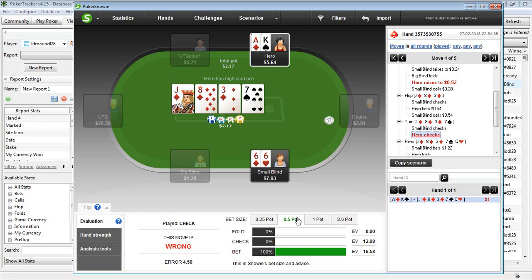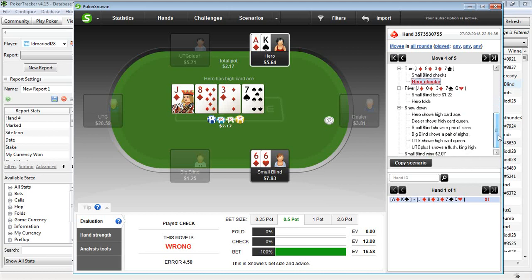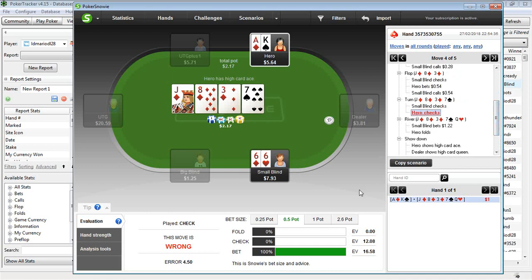I don't think 6s are, unless this player is really bad, which I don't think he is. Well, you can say he's bad because what happened here? I raised. He 3-bet me. He called a 4-bet with a pair of 6s. That is pretty bad, actually. But that's not the point. Definitely got to bet here.